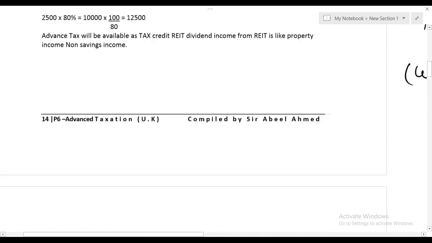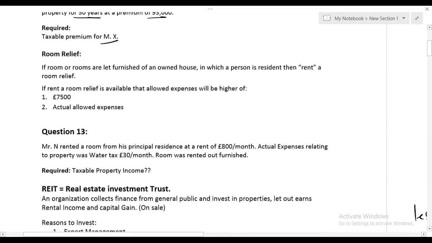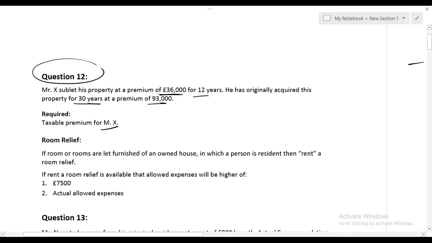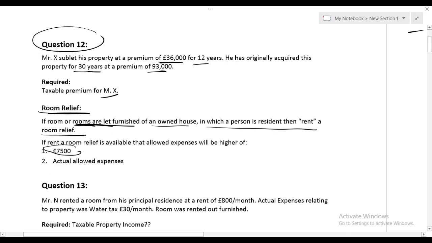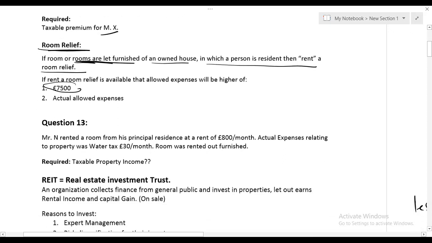Now let us try one more question. It is here. If room or rooms are let furnished in an owned house in which the person is resident, then rent a room relief is this. And this is per tax year. Let us see question number 13. Mr. N rented a room from his personal residence at a rent of 800 per month. Actual expense relating to property was 30 per month. Room was rented out furnished. We need taxable property income.